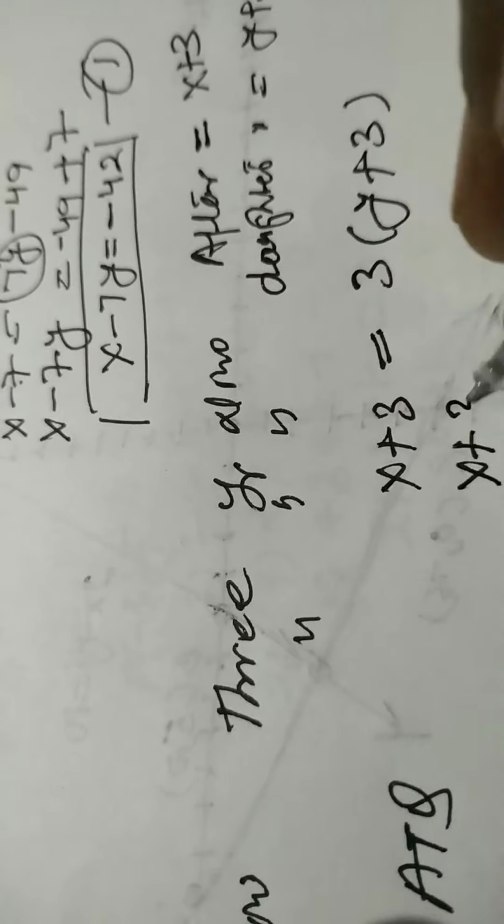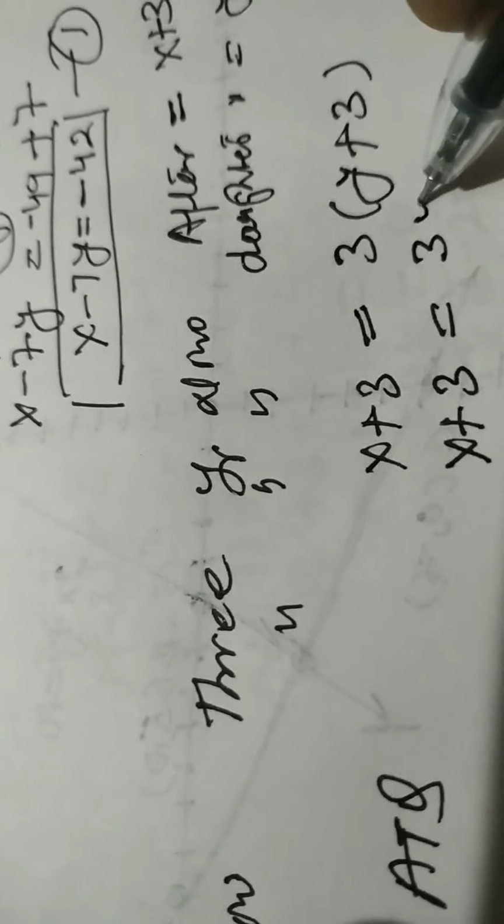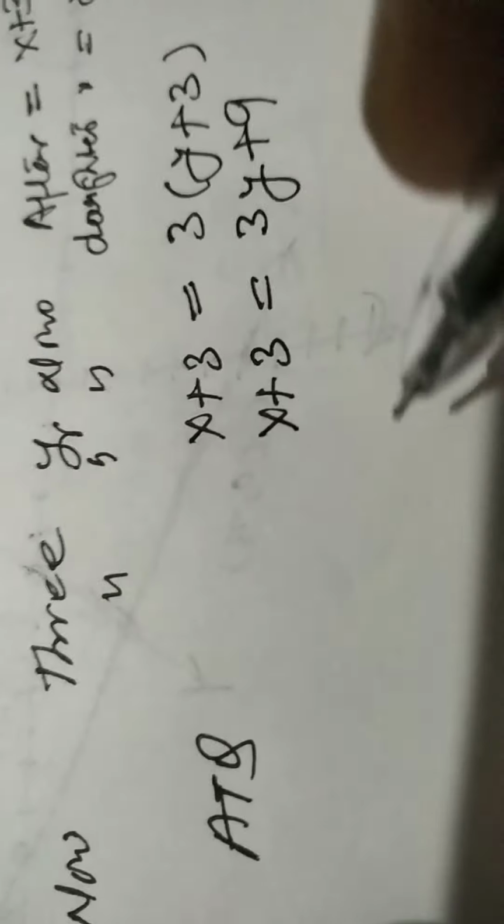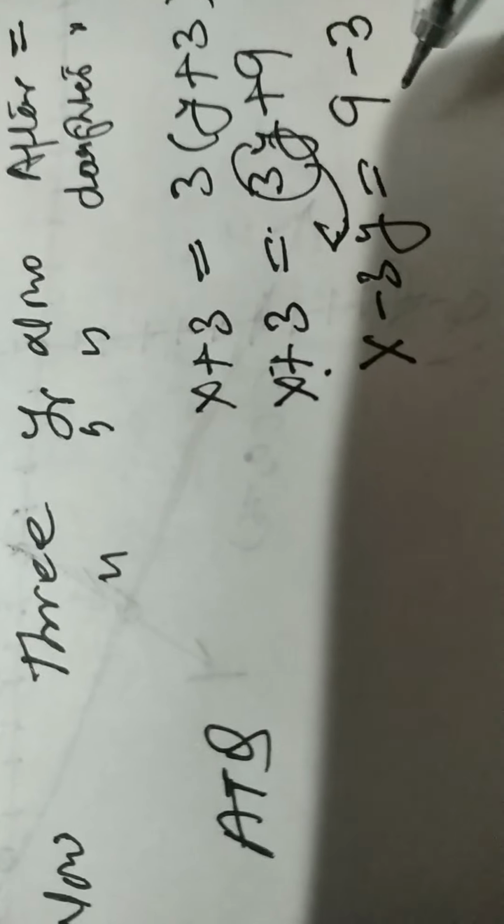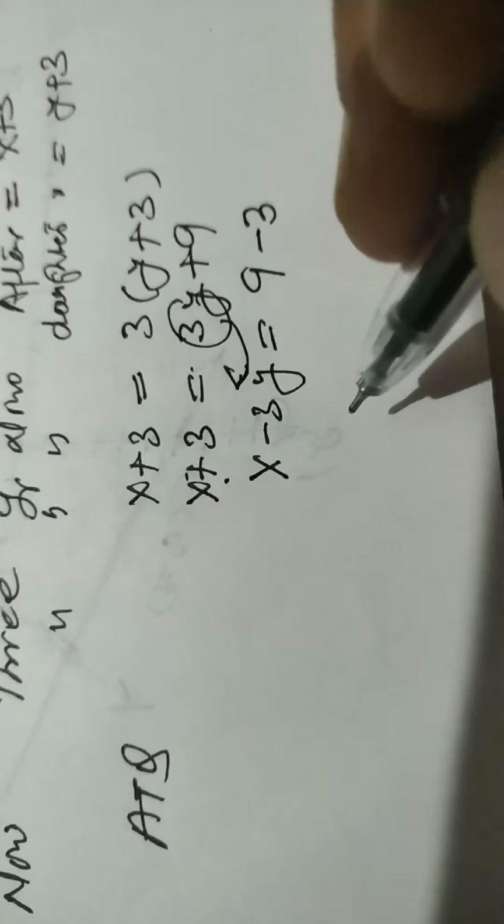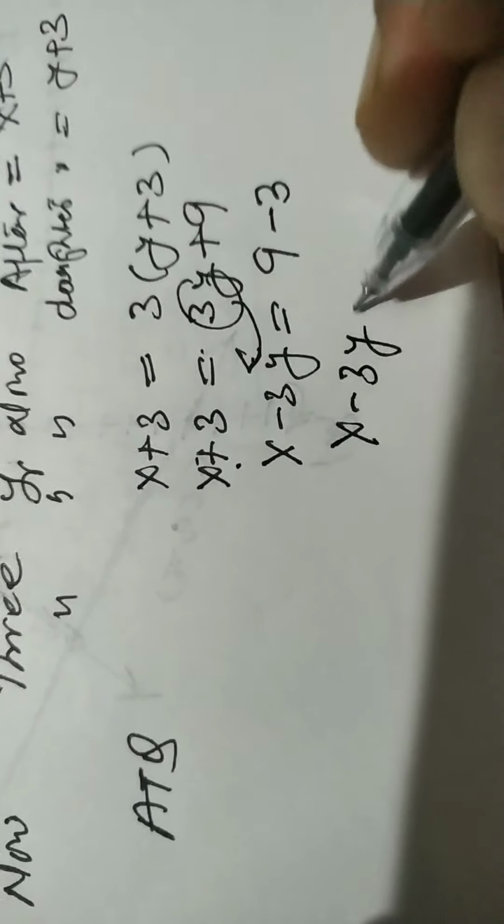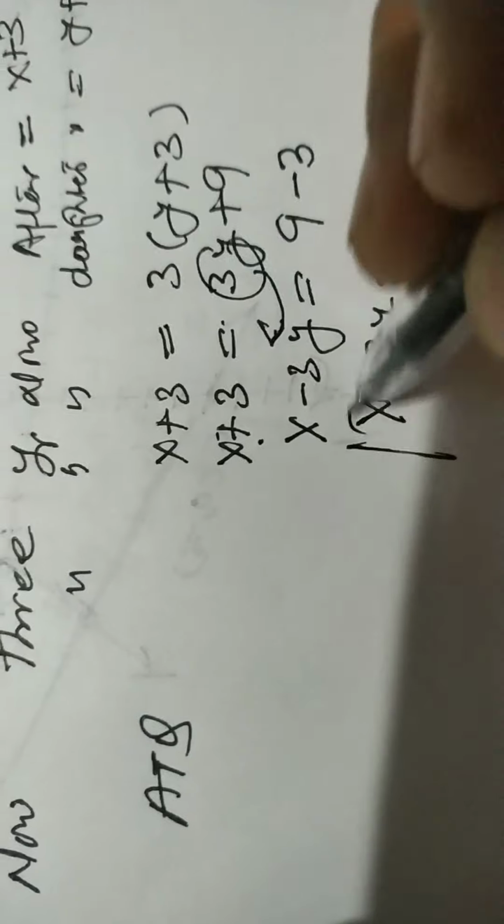Now solve this problem. X plus 3 is equal to 3Y plus 9. 3Y is shifted to the left hand side. So this is X minus 3Y is equal to 9 minus 3. Now 3 is shifted to the right hand side, so the sign will be negative. This is X minus 3Y is equal to 6. So this is the algebraic solution of this question.